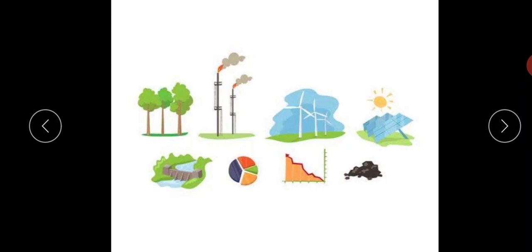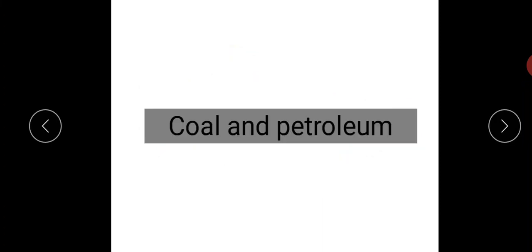But how are these resources actually formed and how do we get them? That is all we are going to learn in the next chapter, that is coal and petroleum, which are also considered to be natural resources which are being utilized abundantly. So let's begin this chapter.